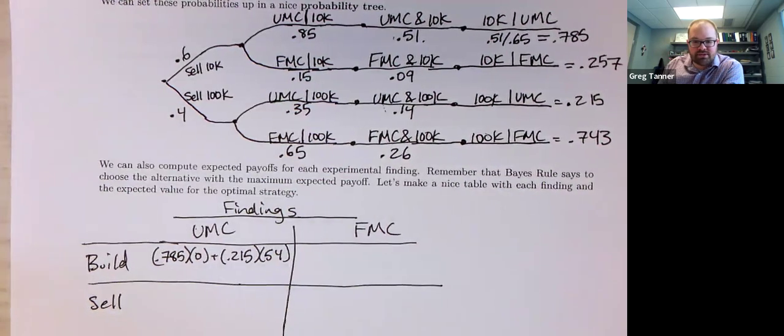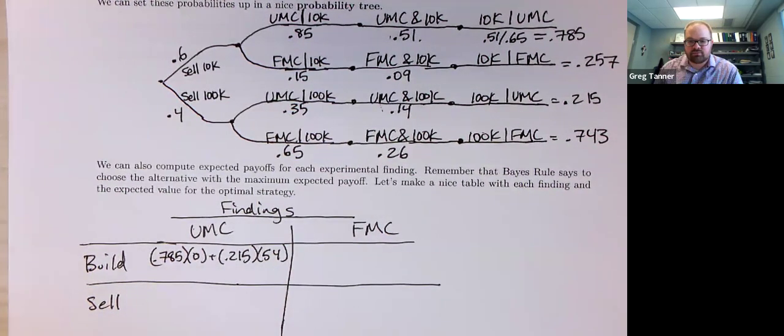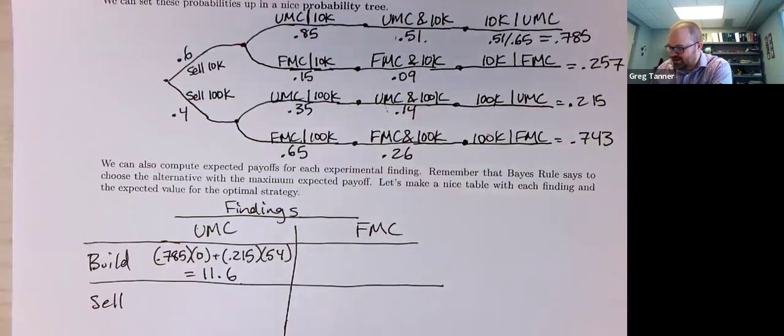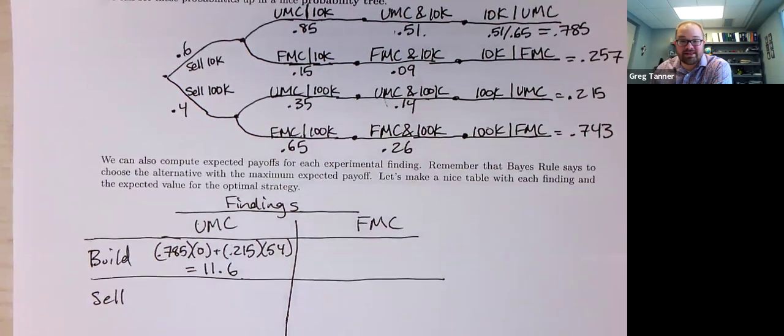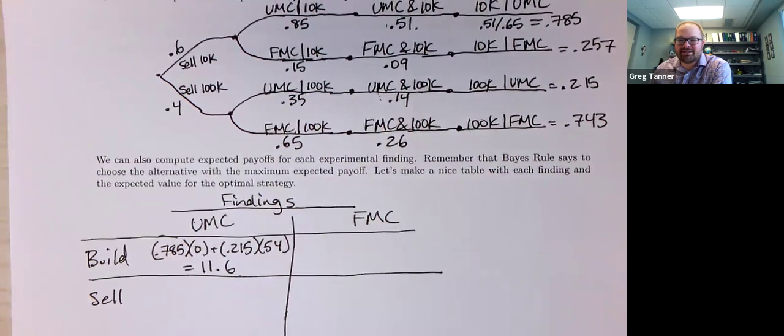And let me pause the video to pull up my calculator. Okay, I got my calculator. So we do this multiplication and the addition, and we should get an expected value of 11.6. Notice that the expected value for building has gone down in an unfavorable market condition compared to what we had when we computed our priors. I think it was 21.6.